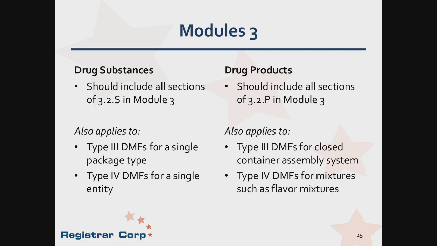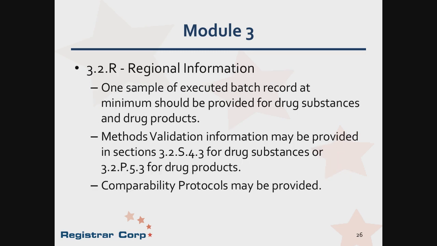Module 3 will have a similar breakdown to Module 2. There will be an S section for drug substances and a P section for drug products. Module 3 has a regional information section. In this section, when applicable, such as a Type 2 DMF, there should be at least one sample of an executed batch record in 3.2R.